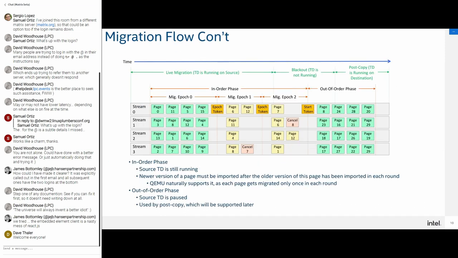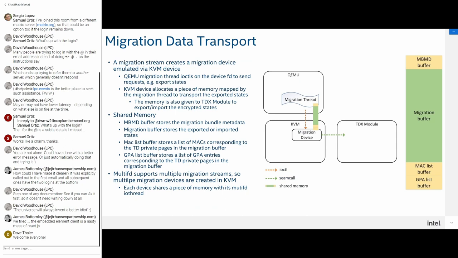I'm not going to deep dive into these details because I want to leave more time for the discussion later. Here, as you see, we need to transfer the migration data from source to destination. There is lots of data that needs to be transferred from the TDX module to the QEMU migration thread, which then sends the encrypted data to the network and all the way down to the destination side.